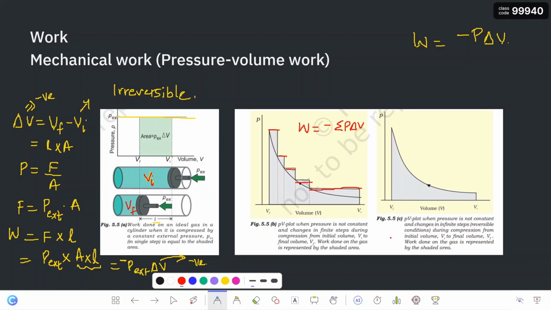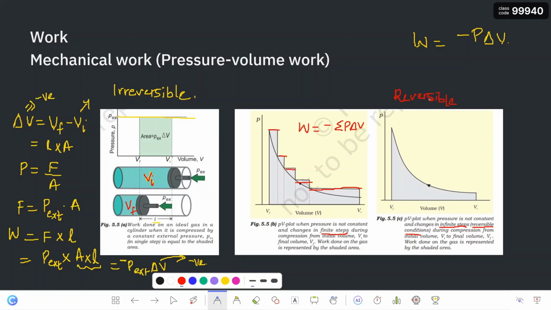Suppose the pressure is changing in infinite steps, like we cannot define steps, it is happening continuously. Here we can see pressure is constant at least for this much time. In this step pressure is changing at infinite steps. Here pressure is changing at finite steps while here pressure is changing at infinite steps. When it is changing at infinite steps, it is called reversible condition. So this is reversible condition.